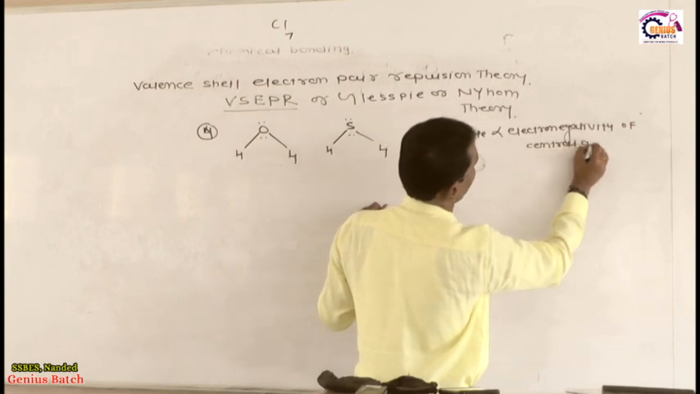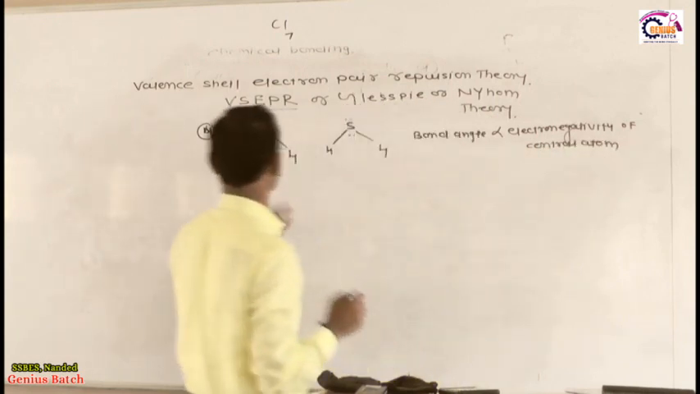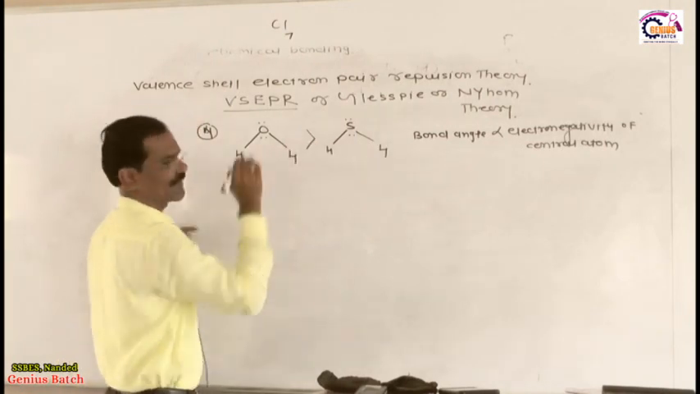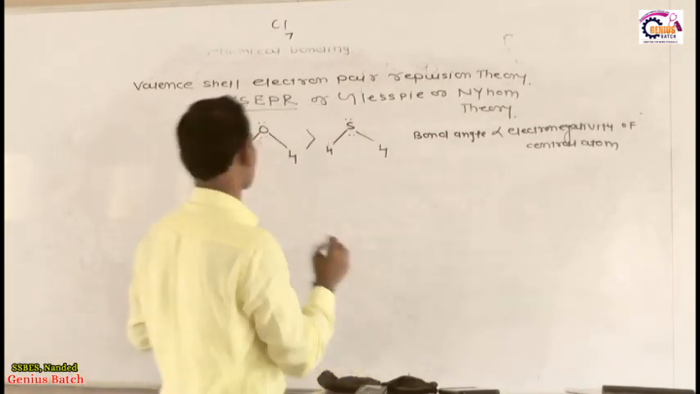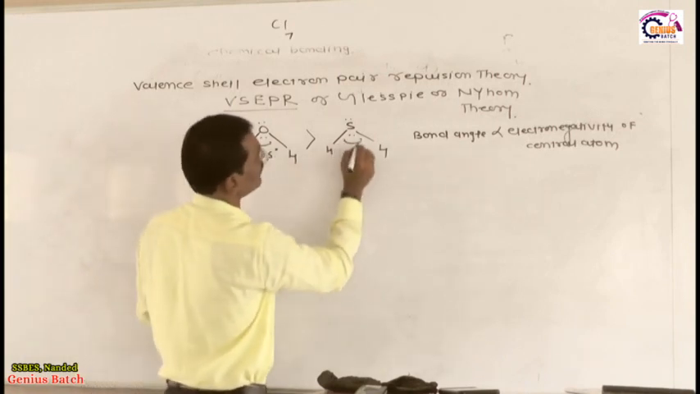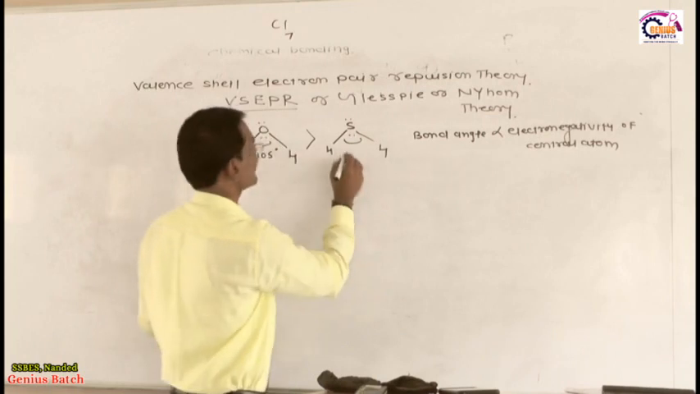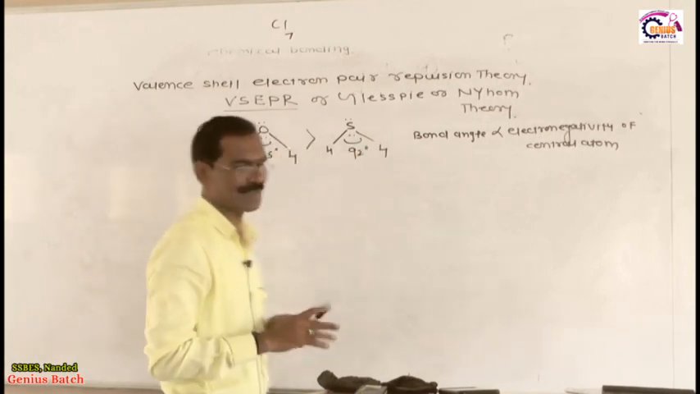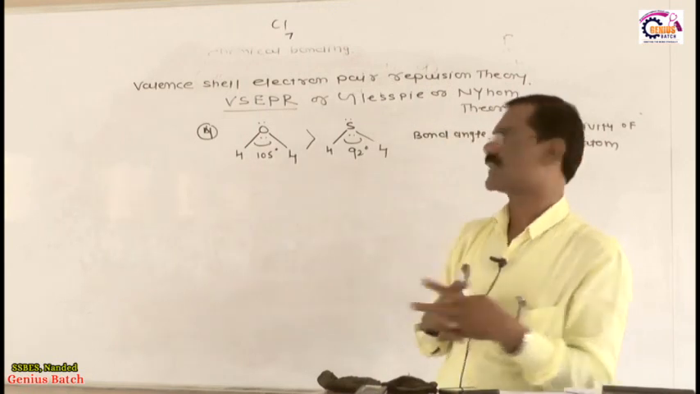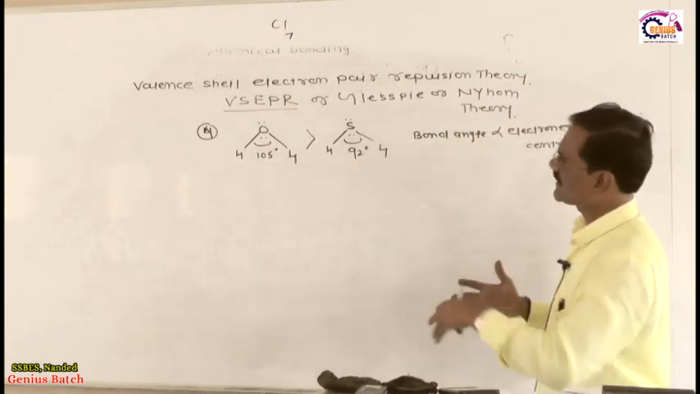My friends, just tell me which atom is more electronegative, either oxygen or sulfur. Oxygen is more electronegative, therefore the bond angle of this is 105 degrees, and here the bond angle is 92 degrees. So what happened? This is the fourth and very interesting case I am representing in front of you. Which is that interesting case?